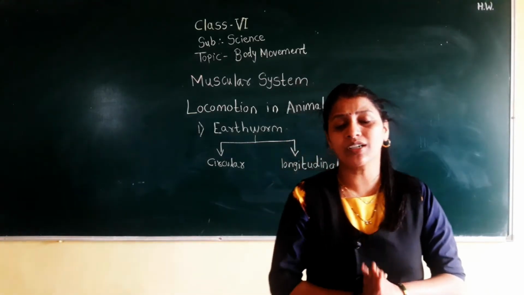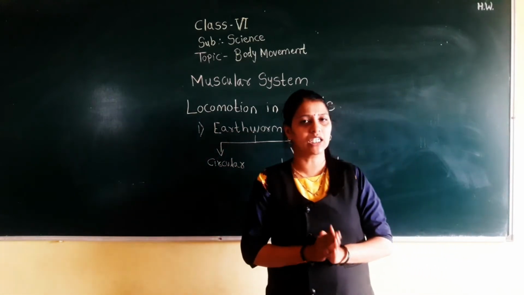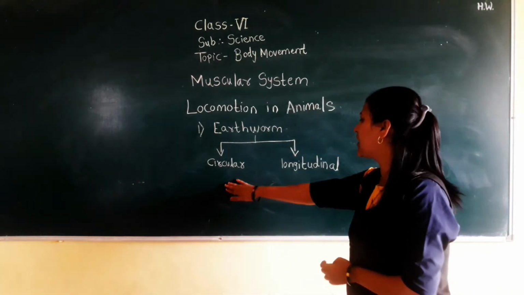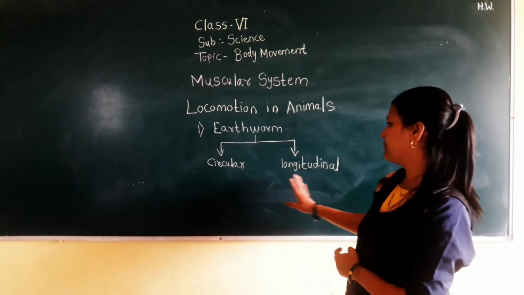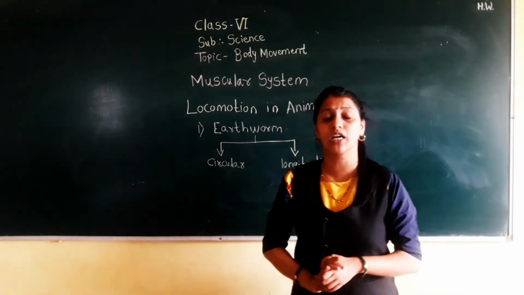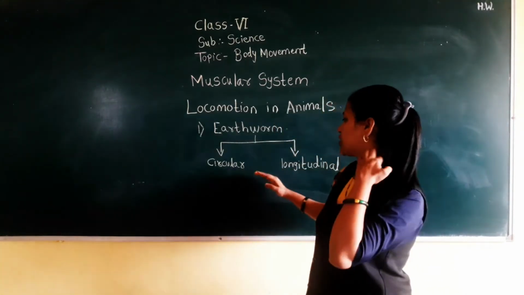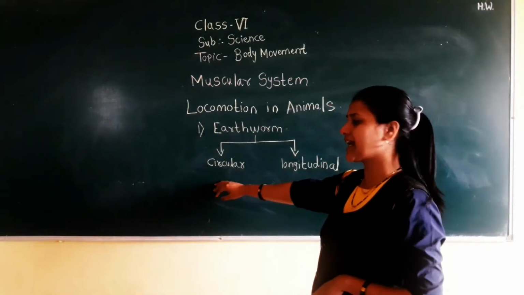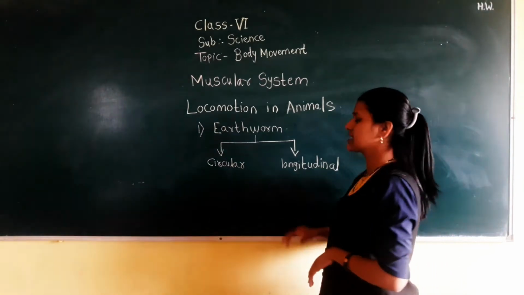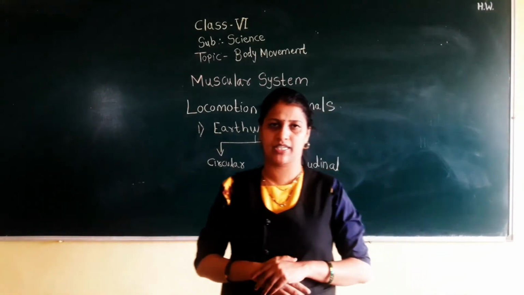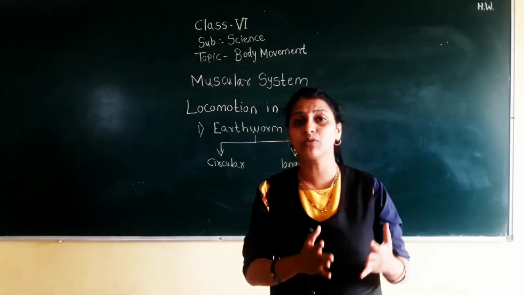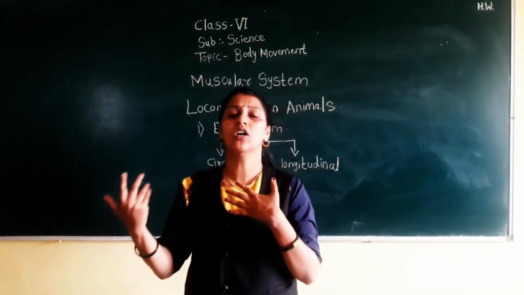There are two types of muscular system in an earthworm, that is circular and longitudinal. These are the two main types which help in the movement of the earthworm. Now let's discuss how they move from one place to another.